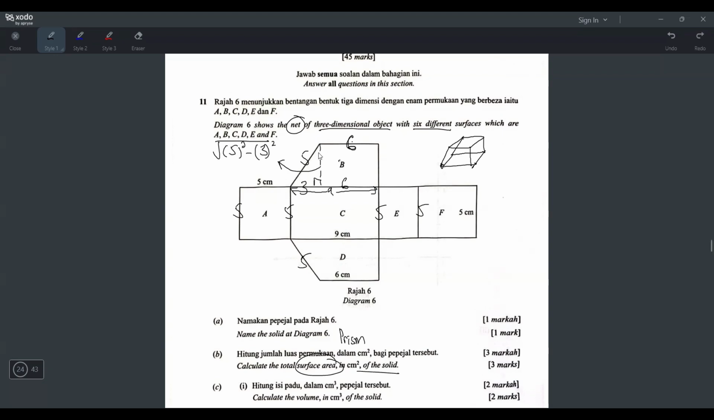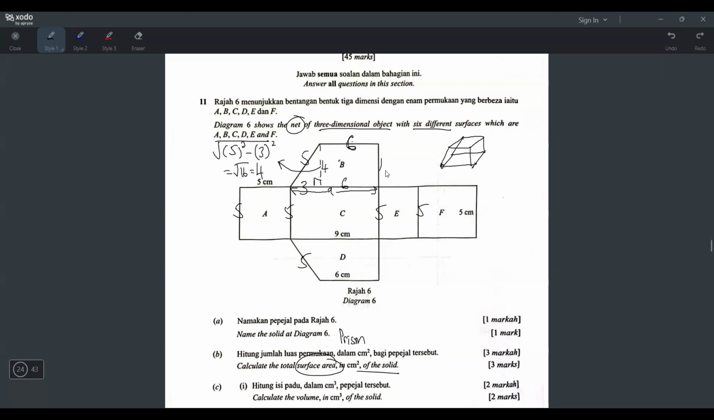So you are not finding the side paling panjang now. The side paling panjang is 5. Okay, so you are not finding that. That is why you minus. So you tekan this, you will get 25 minus 16, which is square root 16, which is 4. So that means this is 4 cm.